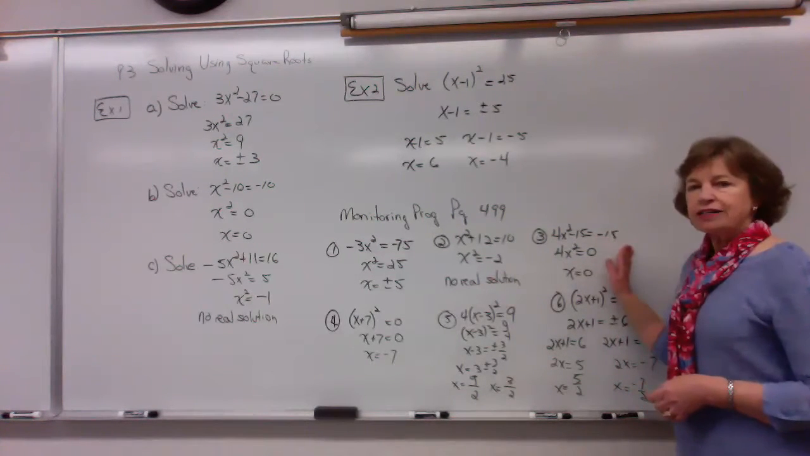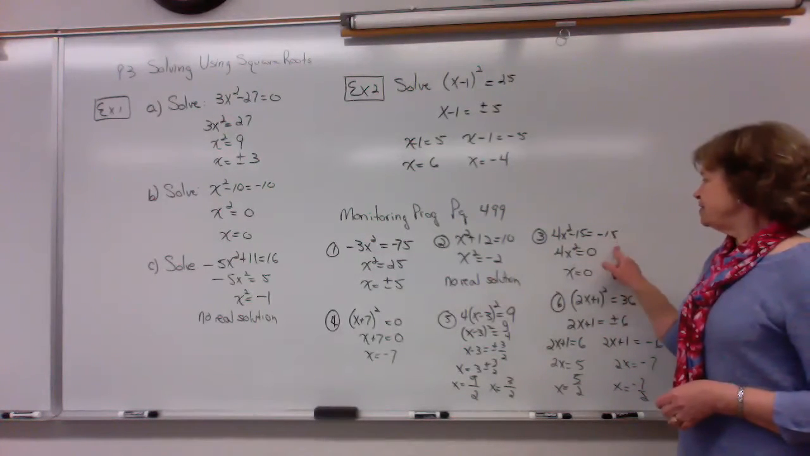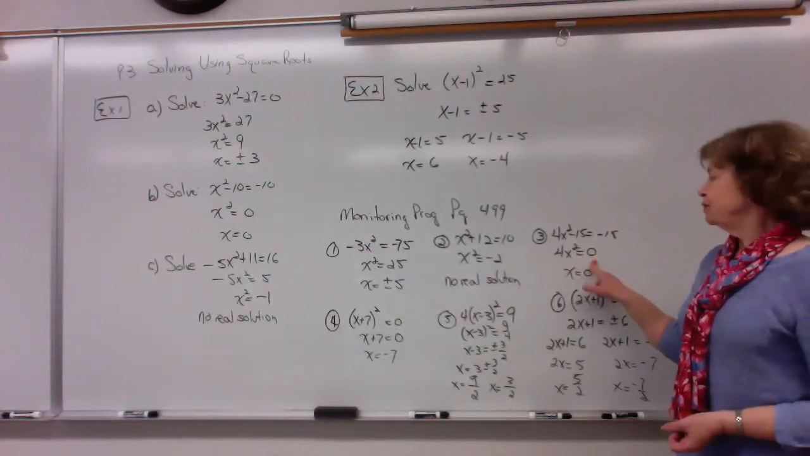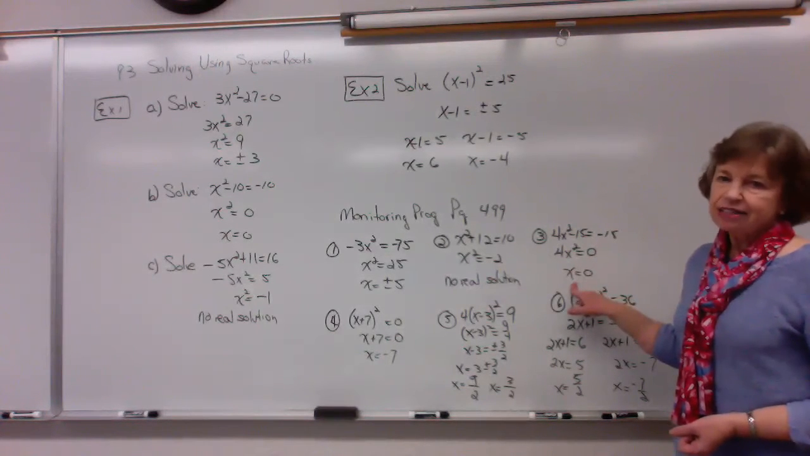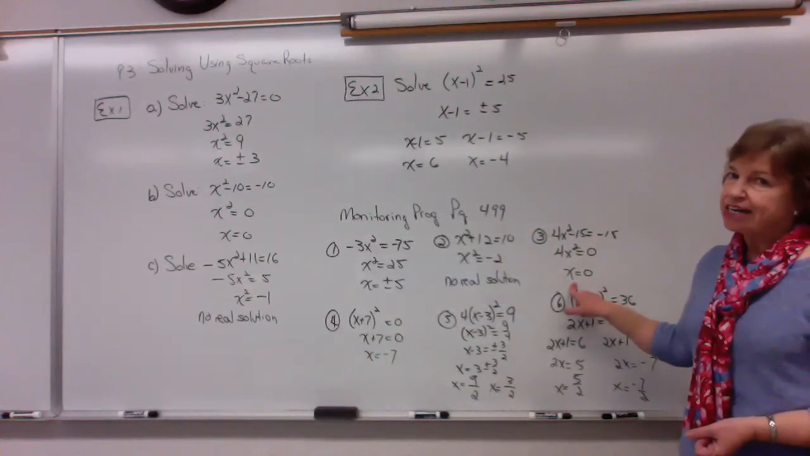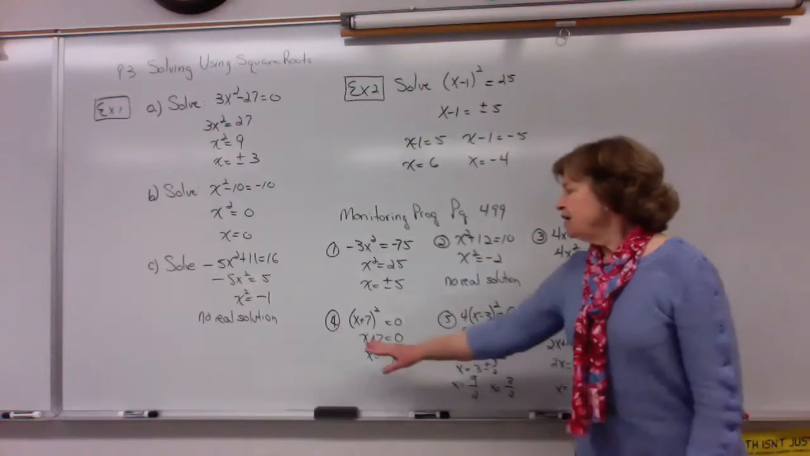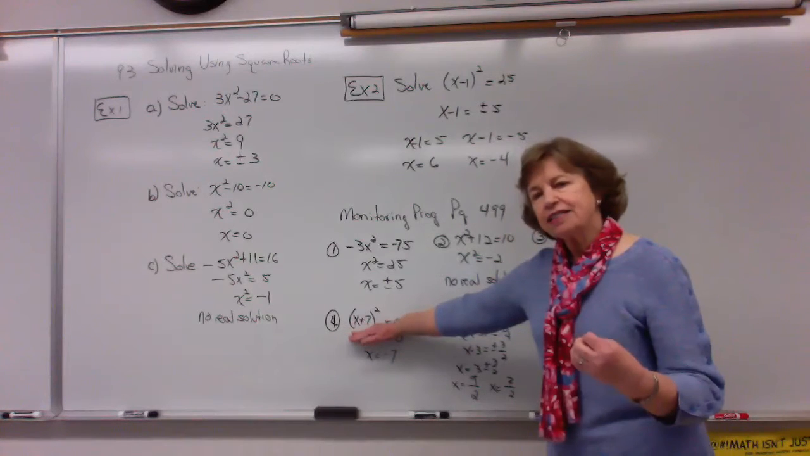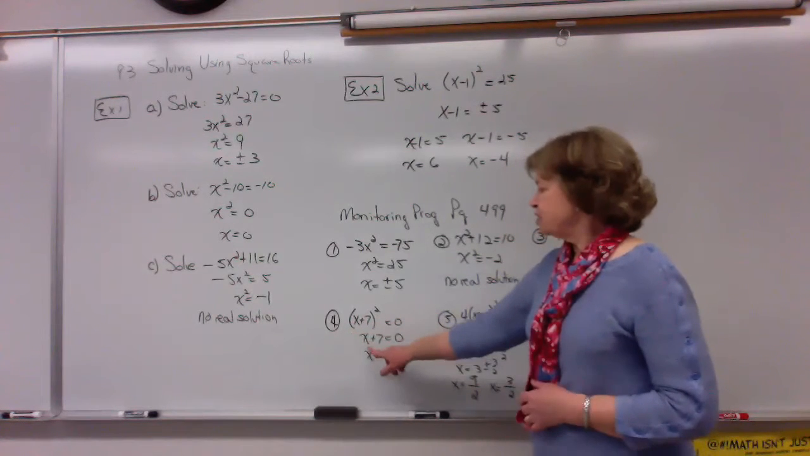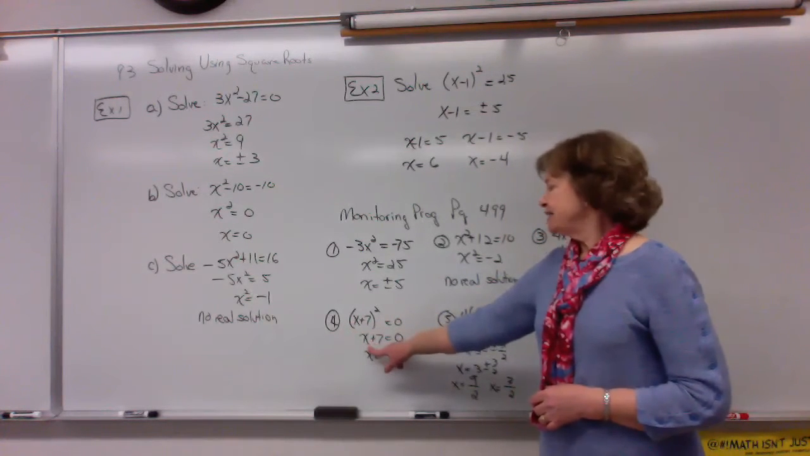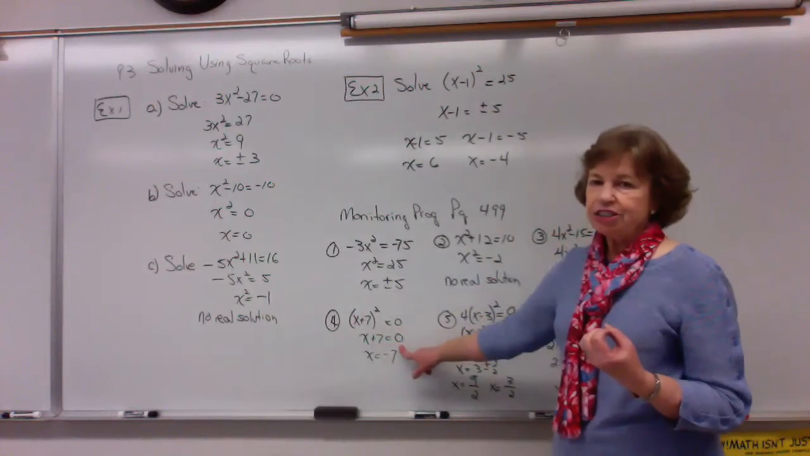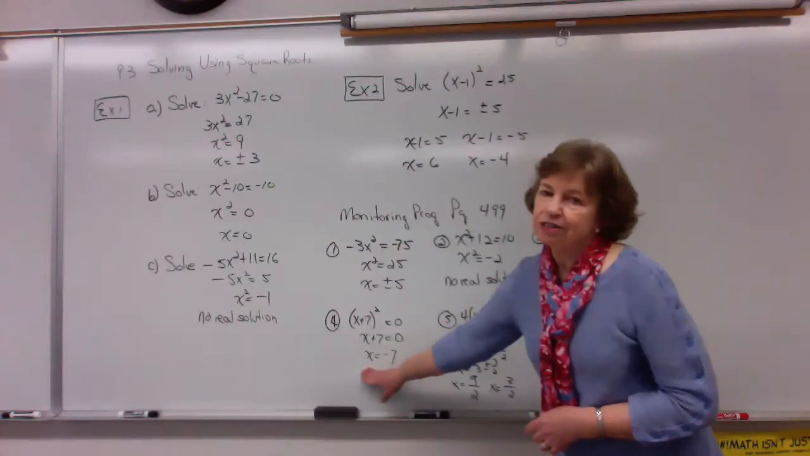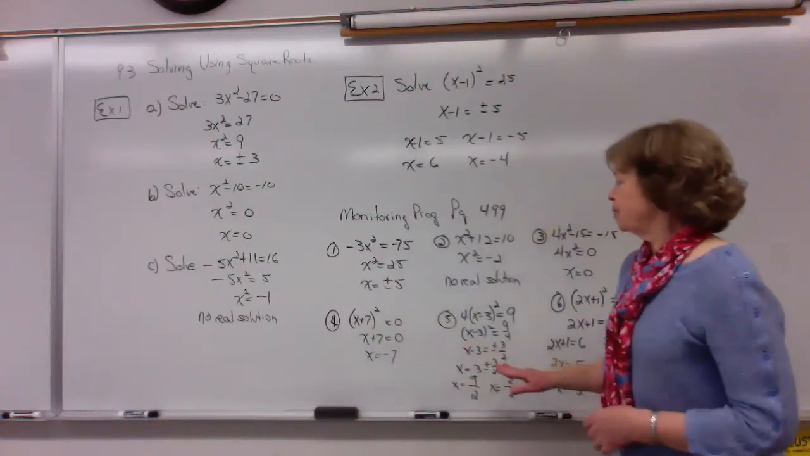For monitoring progress number 3, 4x squared minus 15 equals negative 15. So 4x squared equals 0. When I take the square root of both sides, x equals 0, so this is another case where I just had one answer. If I go back and look at number 4, that was another one where I have something in parentheses that was being squared. So when I take the square root of both sides, x plus 7 in this case is square root of 0, which is 0. And that means x is negative 7. And I just have one solution for this kind of a problem.